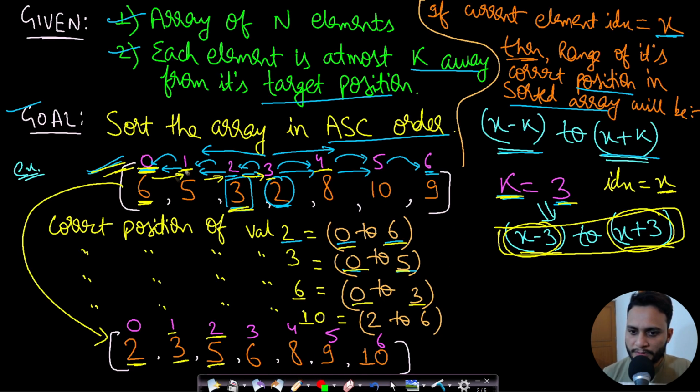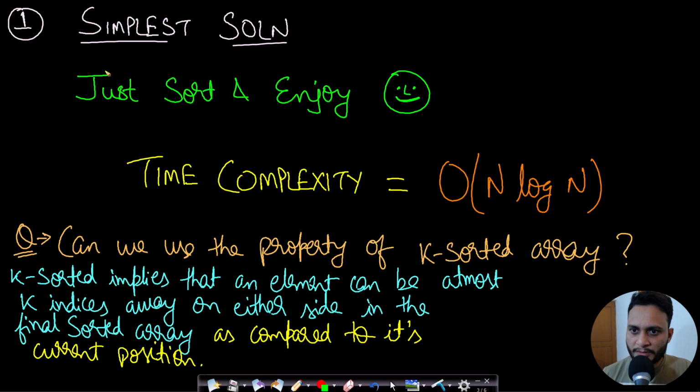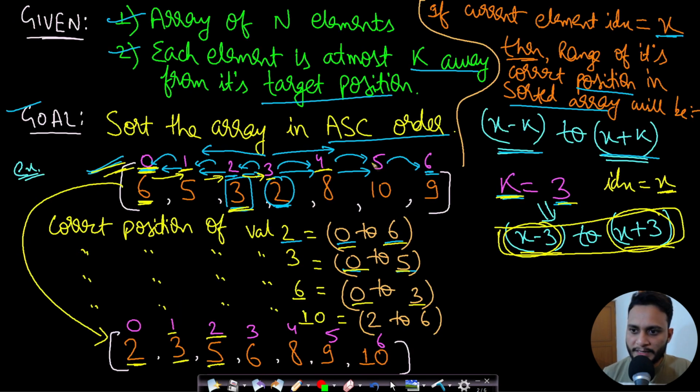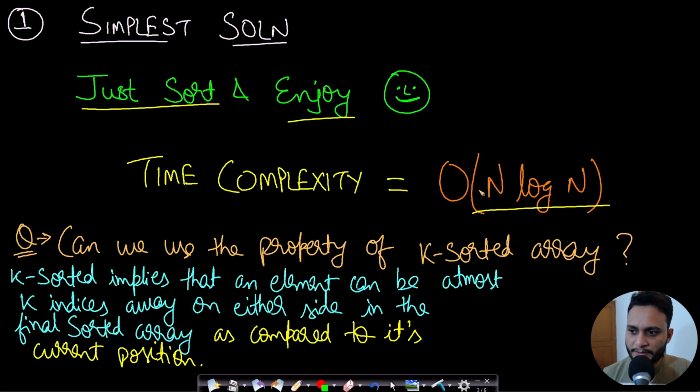Now, what is the simplest way to solve this problem? Well, what we can do is we can just sort and we can enjoy. Okay, so the time complexity will just be n log n. So if you take this entire array, you are asked to form an ascending order, then you will just sort it in ascending order using template libraries. Okay, so it will be n log n time. But this is the simplest approach. Can we improve this approach? Now can we use the property of this k sorted array?